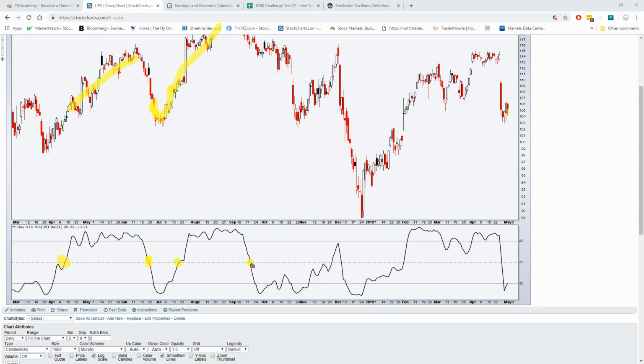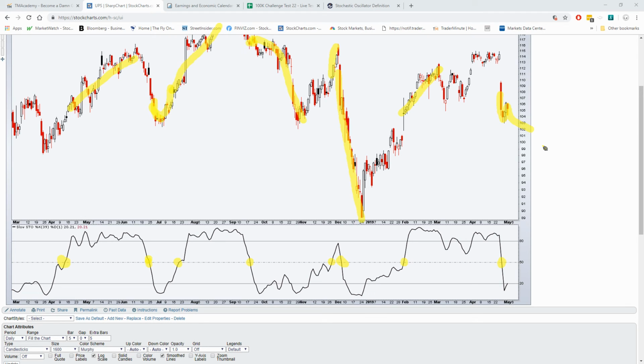Then it breaks down below 50 right here. Downside momentum to follow. Breaks up above 50. We get a day or two of upside. Breaks down below 50. Big downside momentum to follow. Breaks back above 50. Upside momentum to follow. Breaks down below 50. And we see it's on the downslope here.